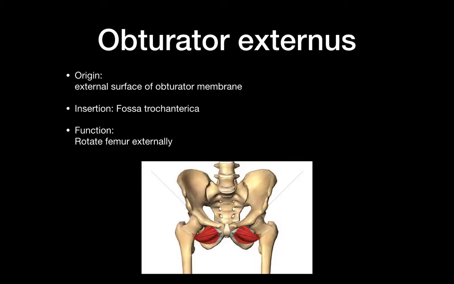And the next muscle is obturator externus. This one is the opposite of internus. This one is going to originate from the external surface of the obturator membrane, and it's going to insert at the fossa trochanterica. And this one is going to rotate the femur externally.